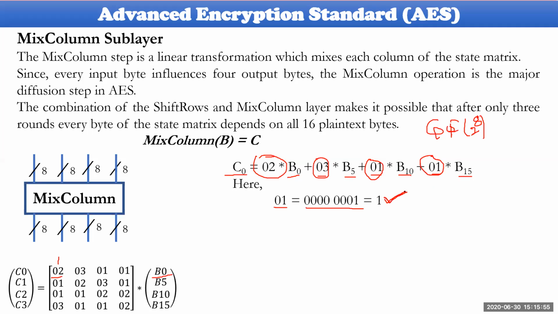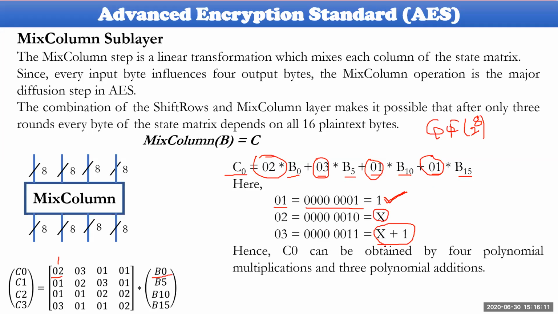It will be considered as 1, and 0 2 will be considered as x. Okay, 0 3 will be considered as x plus 1. I have given one example also for your information. This is x plus 1. Based on that, we would like to operate and get the operations here. So let us have a look.